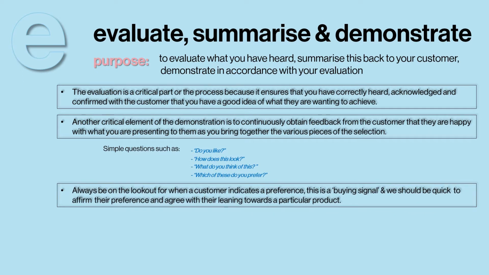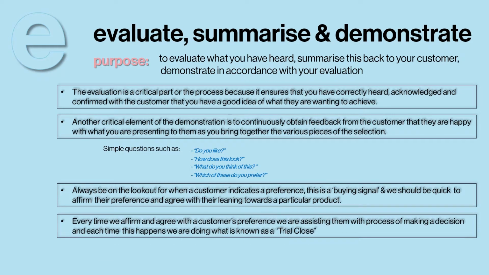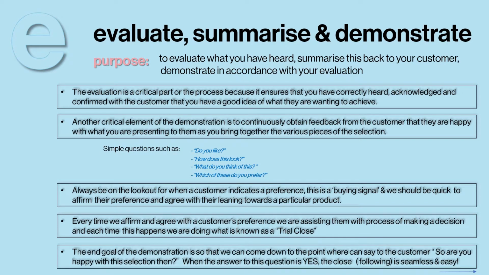So always be on the lookout for when a customer indicates a preference. This is a buying signal, and we should be quick to affirm their preference and agree with their leaning towards a particular product. Every time we affirm and agree with a customer's preference, we are actually assisting them with the process of making a decision. And each time this happens, we're doing what is known as a trial close. Now, the end goal of the demonstration is so that we can come down to the point where we can say to the customer, okay, so are you happy with this selection then? And when the customer says yes to this question, the close which follows is seamless and easy.